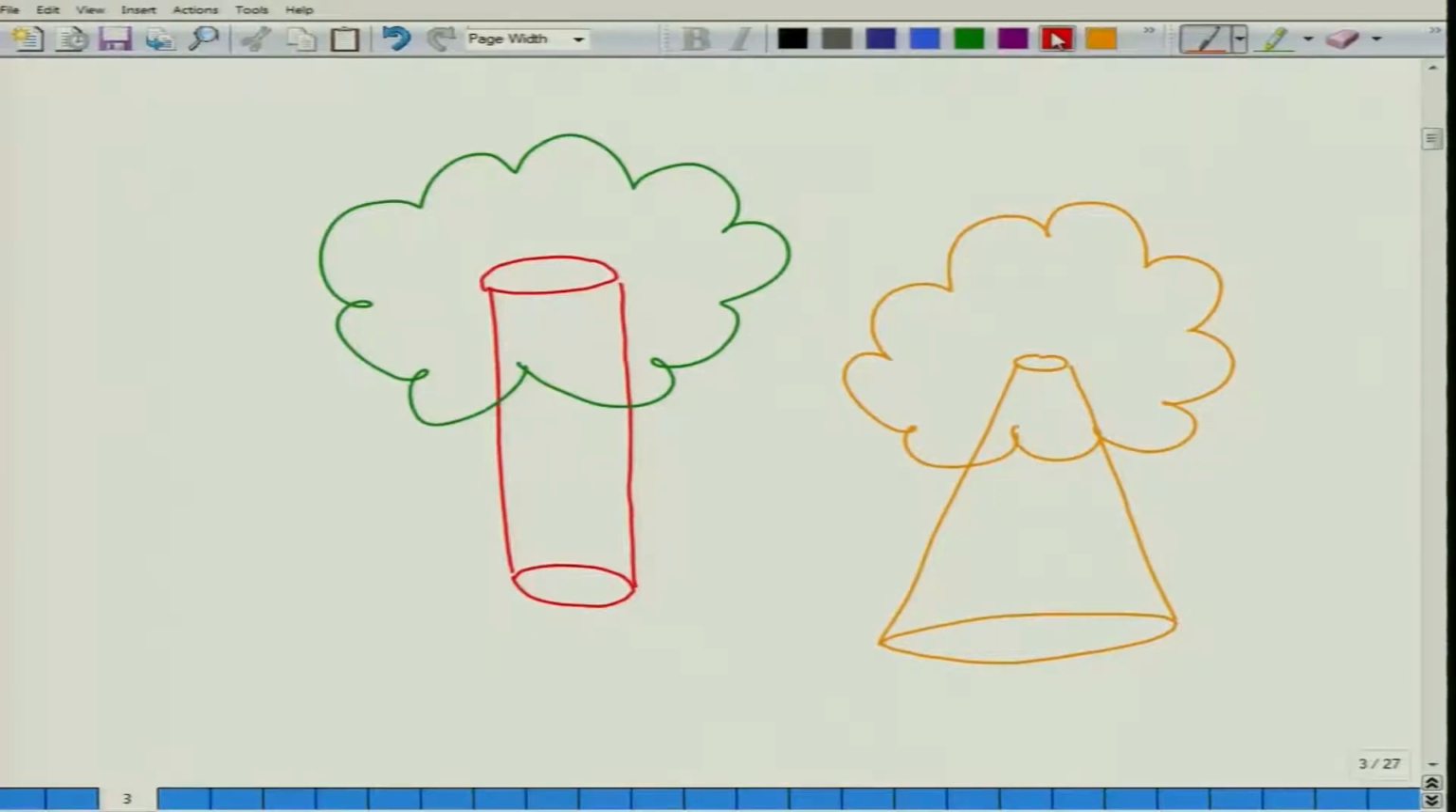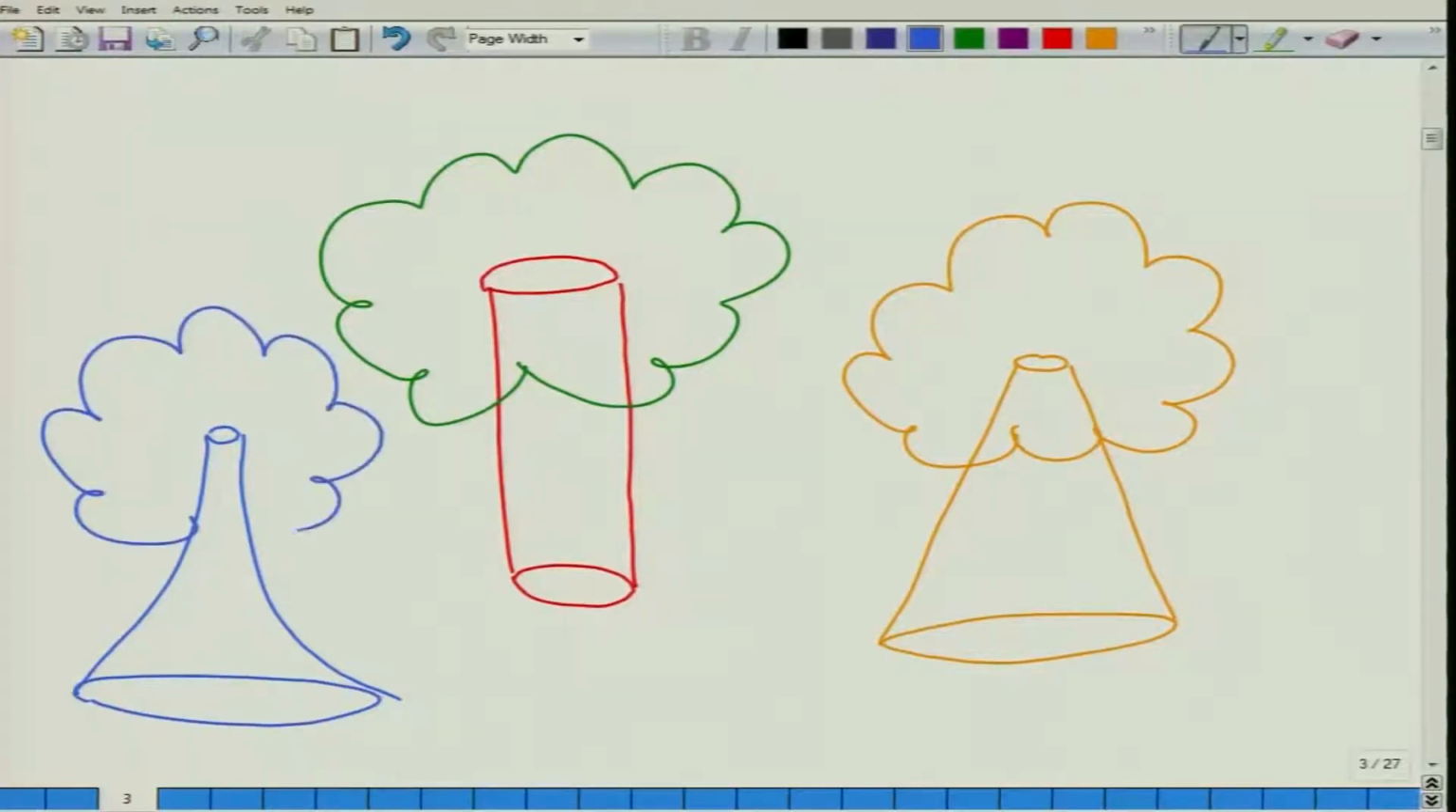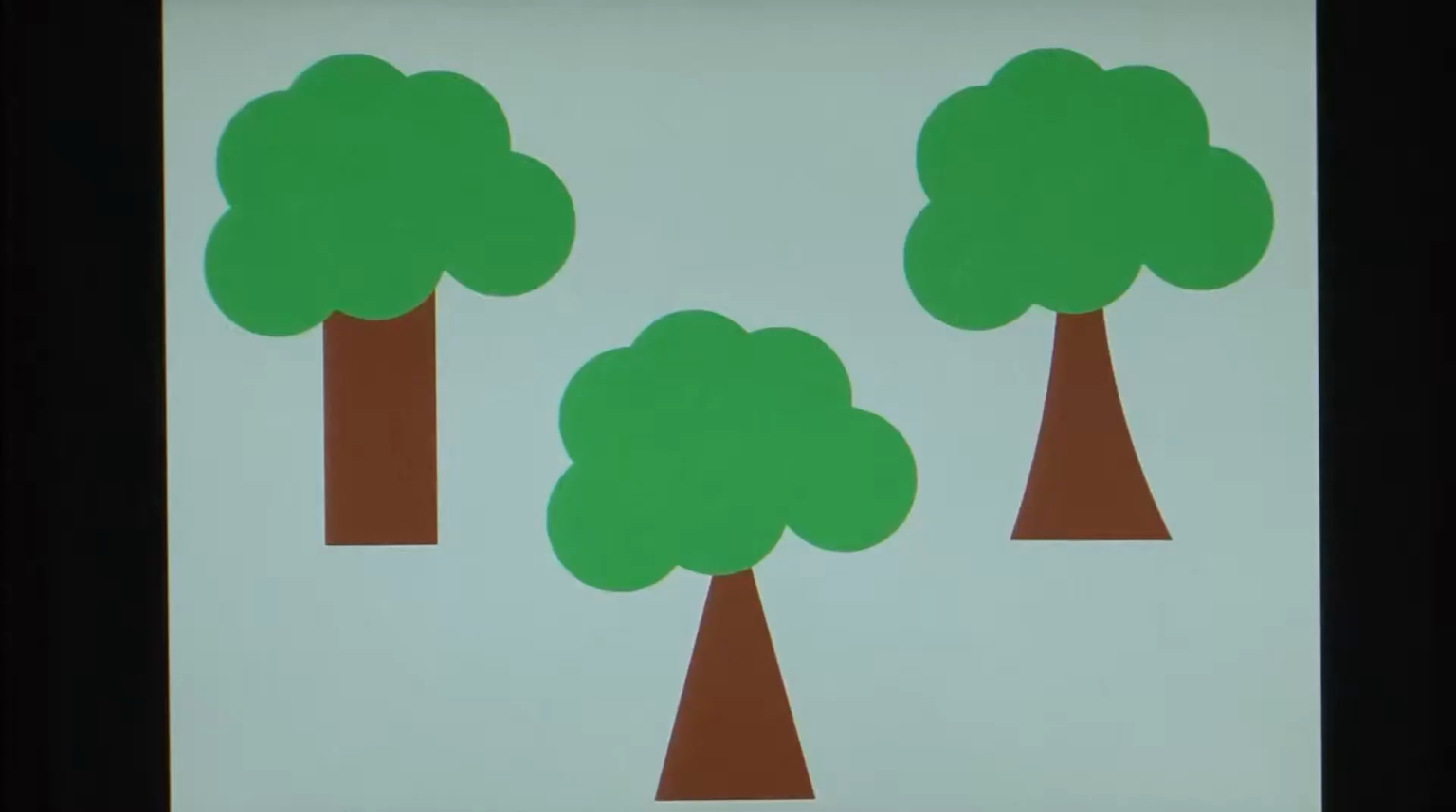Or maybe some other shape, say a shape like this, the frustum of a paraboloid. That could describe the shape of a tree. So, which one of these is the best description of a tree shape? Is it cylindrical, is it conical, or is it maybe some other shape? How can we figure out the shape of a tree? We do this by plotting its diameter at various points.